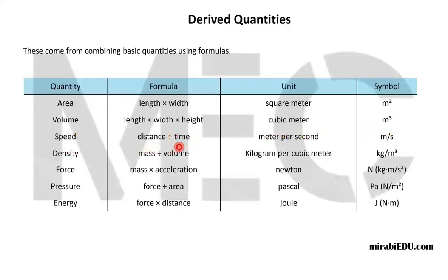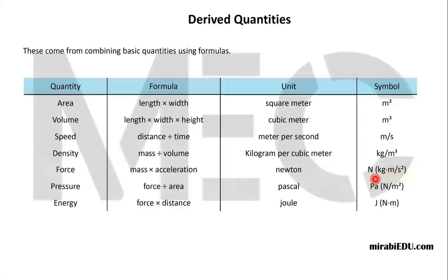Speed is distance over time, so the unit is meter per second. Density is mass over volume. The SI unit of it is kilogram per cubic meter. Force is mass times acceleration. The unit is Newton. It is also written with respect to base units, because we have some base units: kilogram, meter, second. These are units of basic quantities.